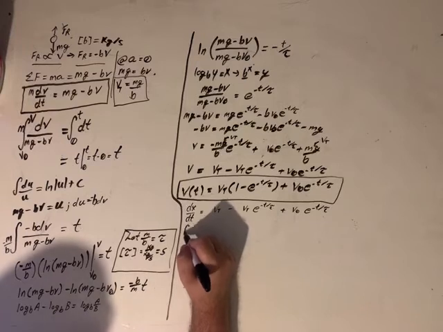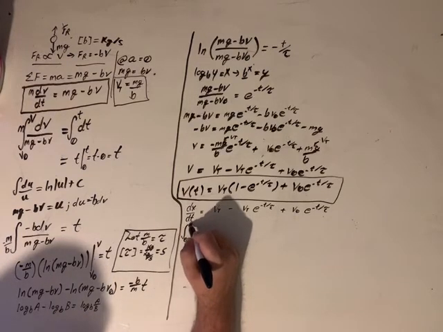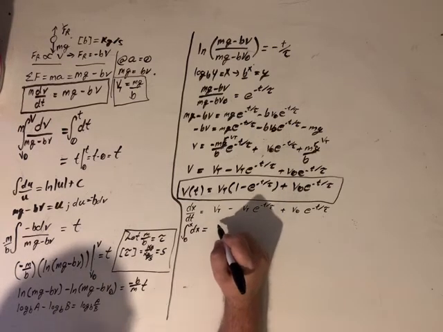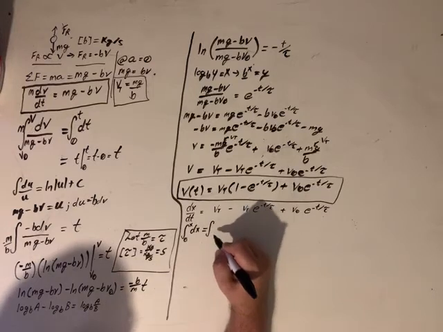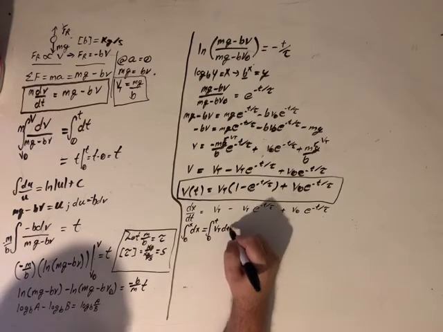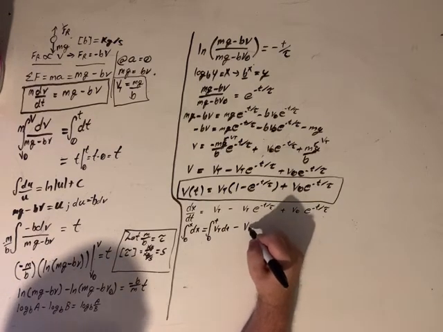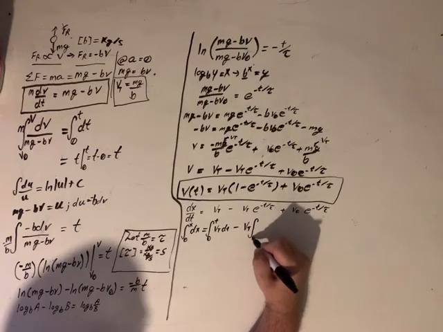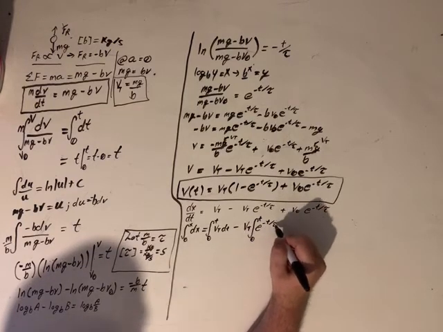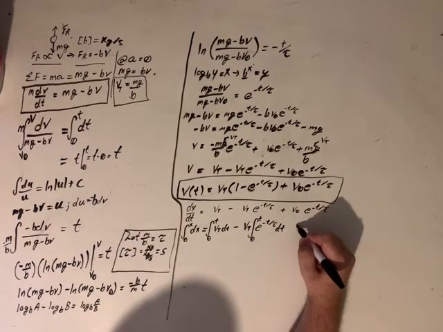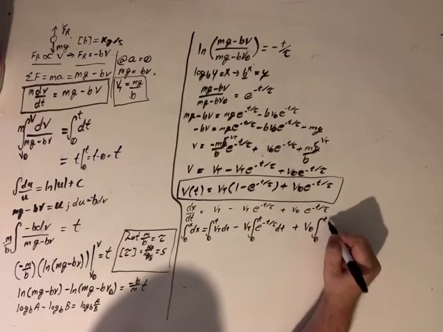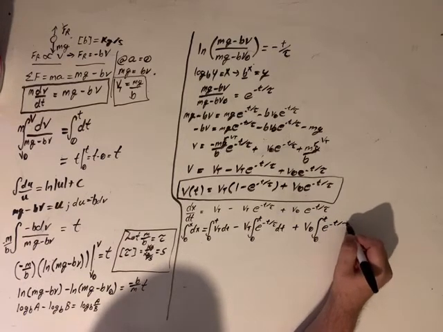And I can integrate this. I'm going to integrate from position x equals 0 to position x equals x, dx, equals the integral from 0 to t of v_t dt, minus v_t times the integral from 0 to t of e to the negative t over tau dt, plus v_0 times the integral from 0 to t of e to the negative t over tau dt.